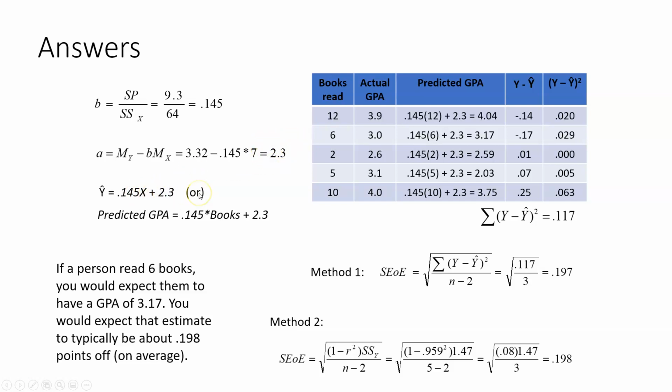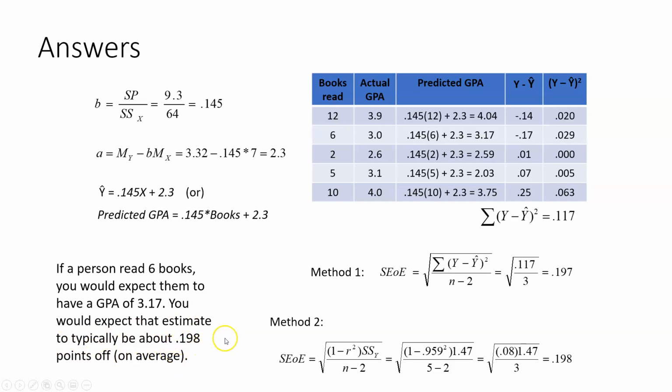Or you could say it in actual terms related to the question, like your predicted GPA equals 0.145 times the number of books you've read plus 2.3 as the base GPA, that even if you read 0 books, you should still get a GPA of at least 2.3. So once you know that, then you can run through an equation. You can run this value of 6 books through the equation, and if you plug in 6 right there, then you would expect somebody to get a GPA of 3.17. You would expect that estimate to typically be about 0.198 points off on average.